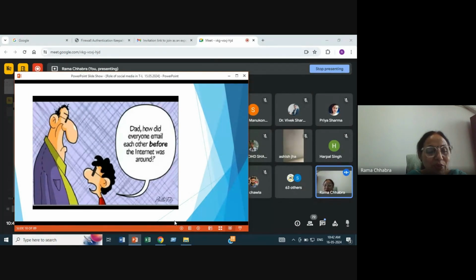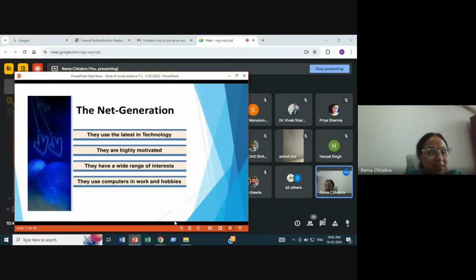So why not use its potential in our teaching learning system when our students are so much familiar with these kind of technologies? So friends, today's present is the net generation. They use the latest in technology and they are highly motivated to do that. They have a wide range of interests which they can meet with the use of social media.